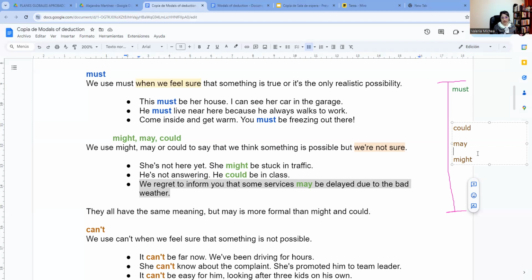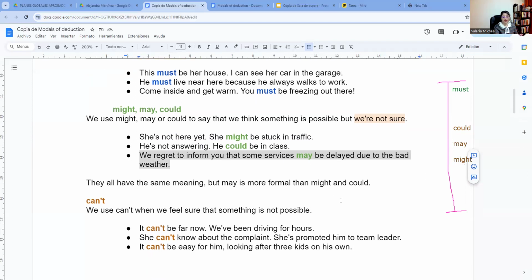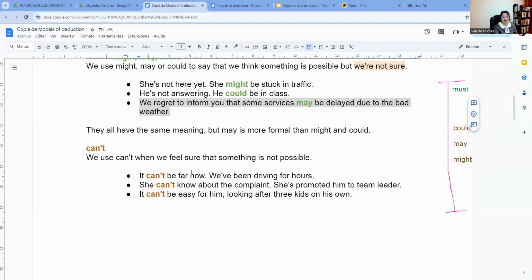So it depends, again, on how uncertain you are about something. That's why I put them all in the middle, but they are also divided into degrees of possibility. Although you have to remember that with none of them are you certain. You are only certain when you are using must. But might is the least certain you can be. That's also something important to keep in mind. And apart from that, we have can't.